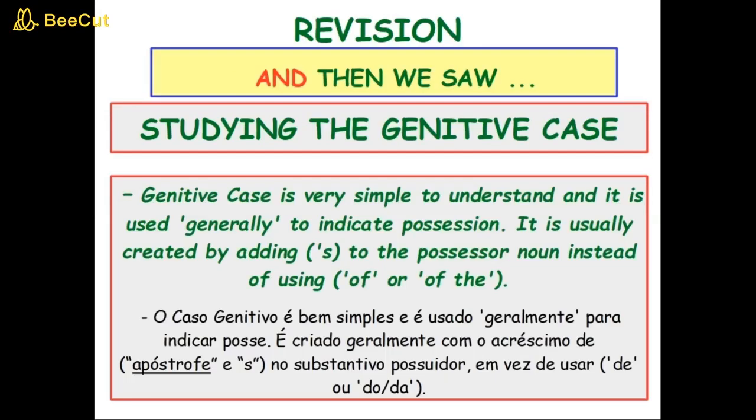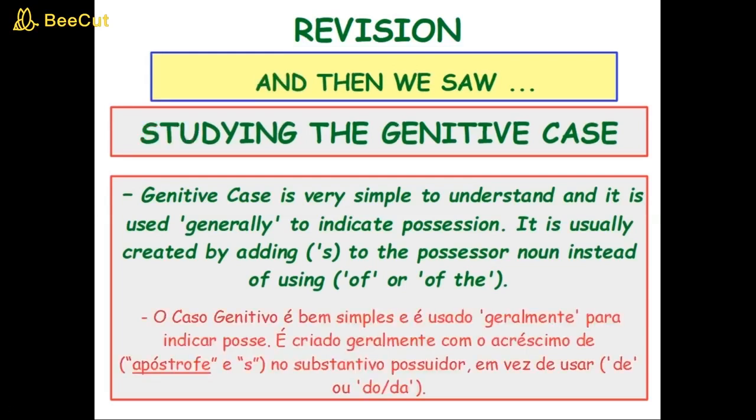And then we saw studying the genitive case. Genitive case is very simple to understand, and it is used generally to indicate possession. It is usually created by adding 's to the possessor noun instead of using of or of the.